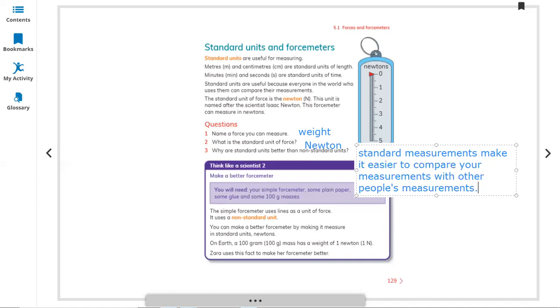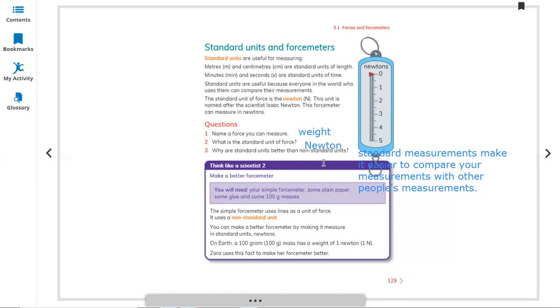The second activity we have here is to make a better force meter. You will need your simple force meter, some plain paper, some glue, and some 100-gram masses. The simple force meter uses lines as a unit of force. It uses a non-standard unit. You can make a better force meter by making it measure in the standard unit, Newton.